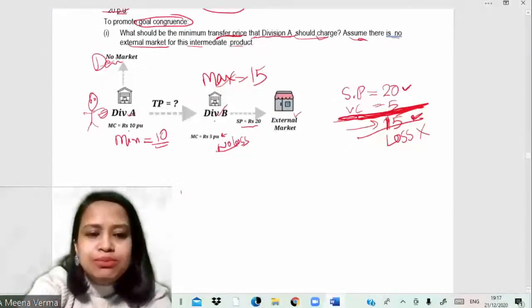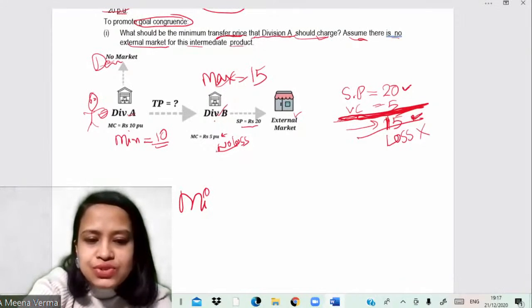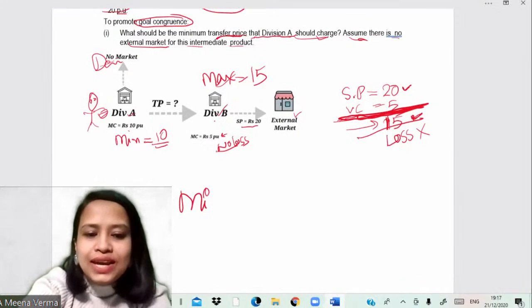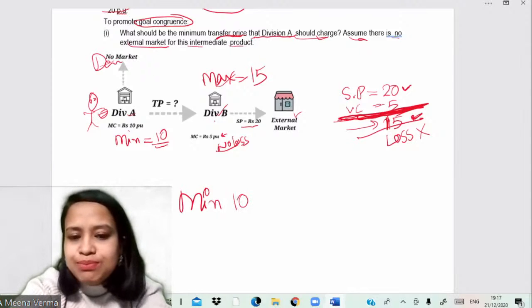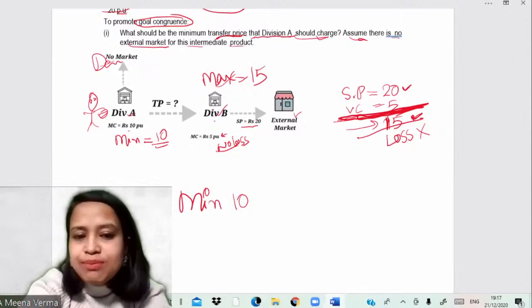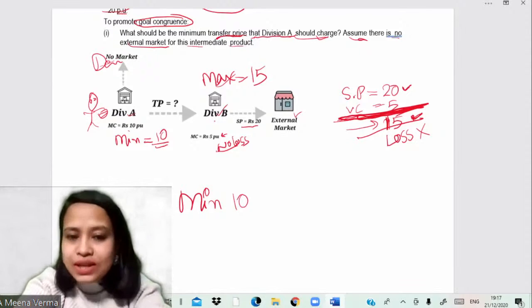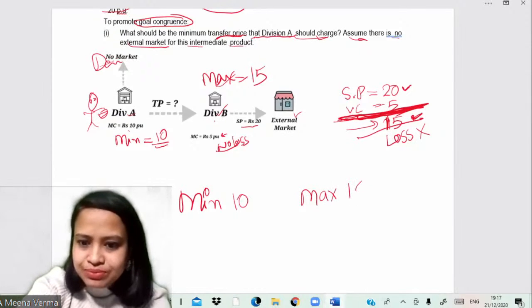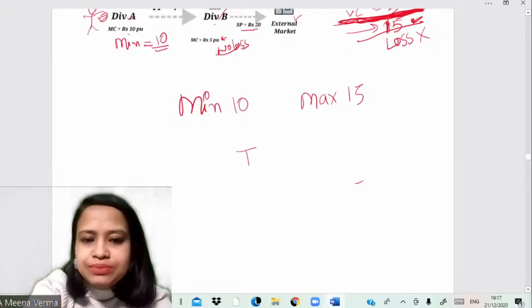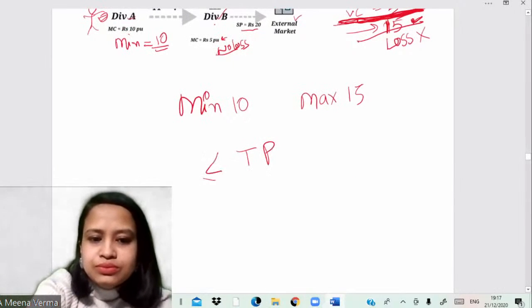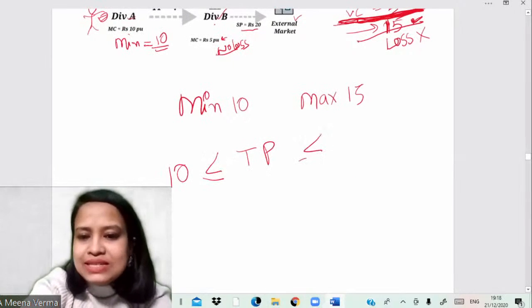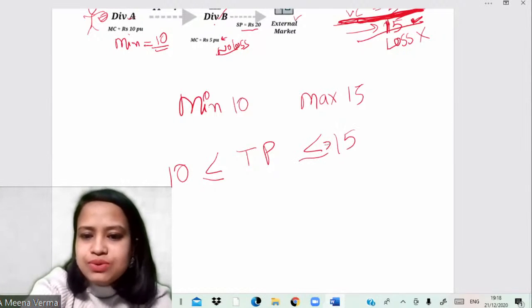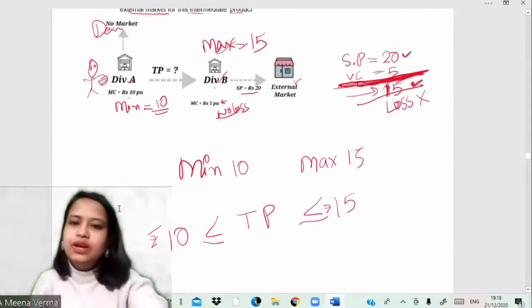The minimum price which the division manager of division A is willing to recover is ₹10, and the maximum price which the manager of division B is willing to pay is ₹15. So this is the price range for the transfer price. The transfer price will be more than 10 but less than 15. This will be the transfer price. I hope it is clear.